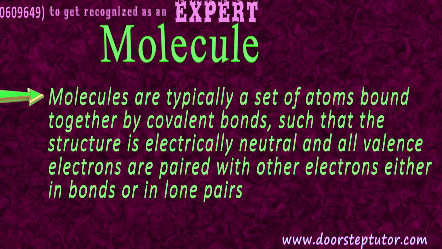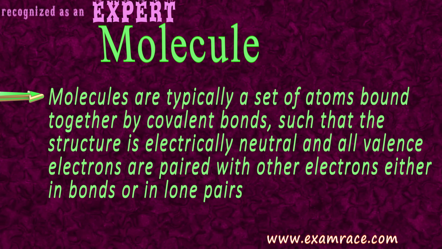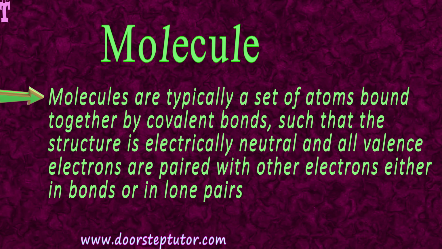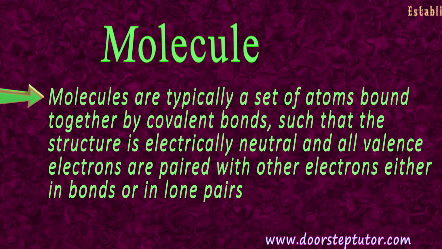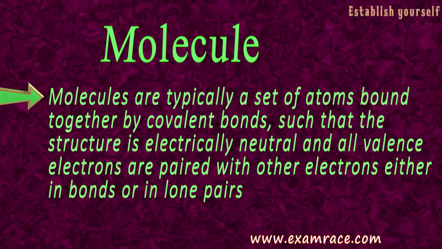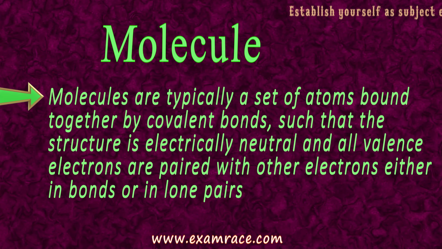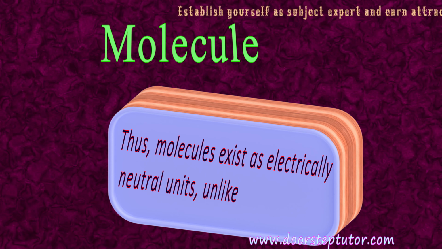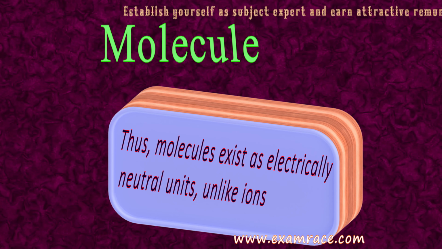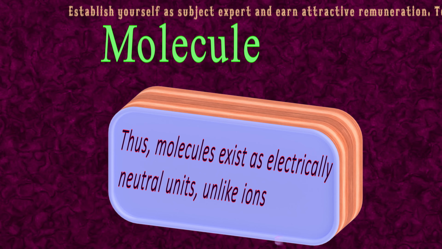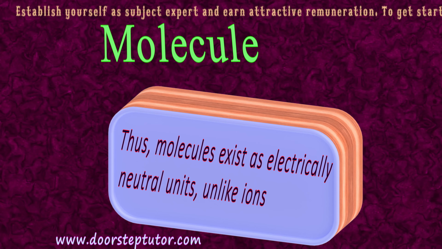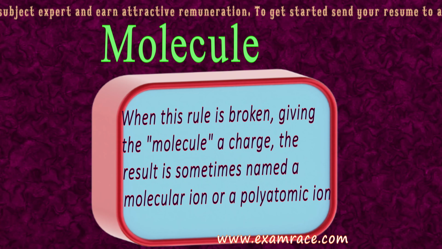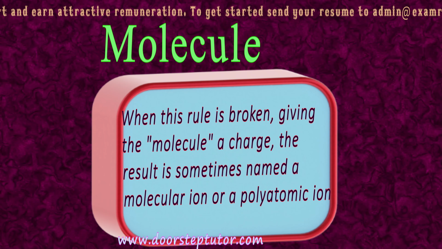So that's why it is said that the structure should be electrically neutral and all the valence electrons present in the atom's outer shell should be paired with other electrons either in bonding form or in lone pairs. So the molecules exist as electrically neutral units, unlike ions. Ions are electrical units. They are not neutral. So when this rule is broken, giving the molecule a charge, then it is sometimes called a molecular ion.